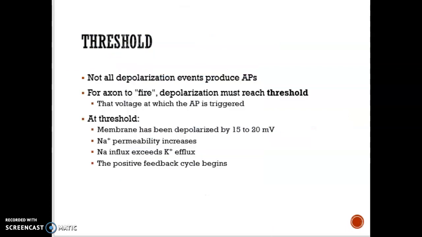All right, so that brings us to the threshold. The threshold is going to be the point where we find out whether or not the action potential is going to happen. The threshold typically is about 15 to 20 millivolts higher than the resting membrane potential. If that number is reached, then we have an action potential, and it is an all or none phenomenon. If we do not reach the threshold, then there is no action potential. Therefore, that turns into just a little graded potential.